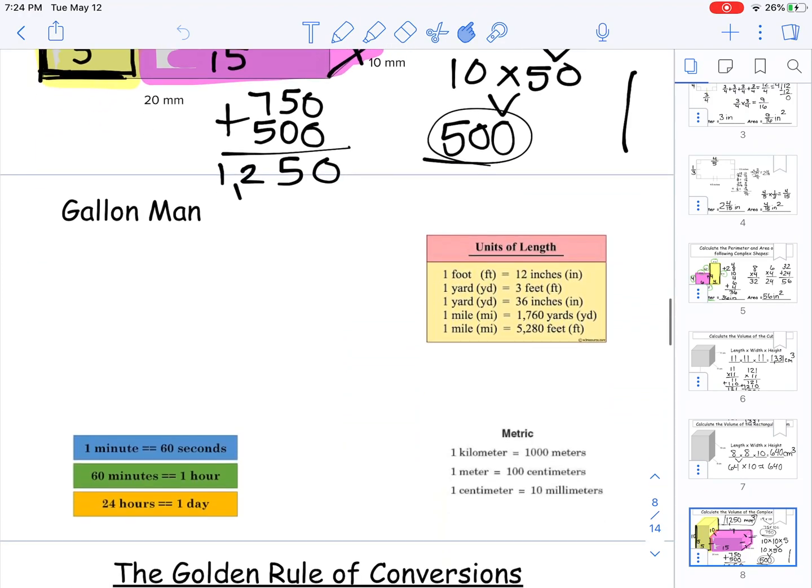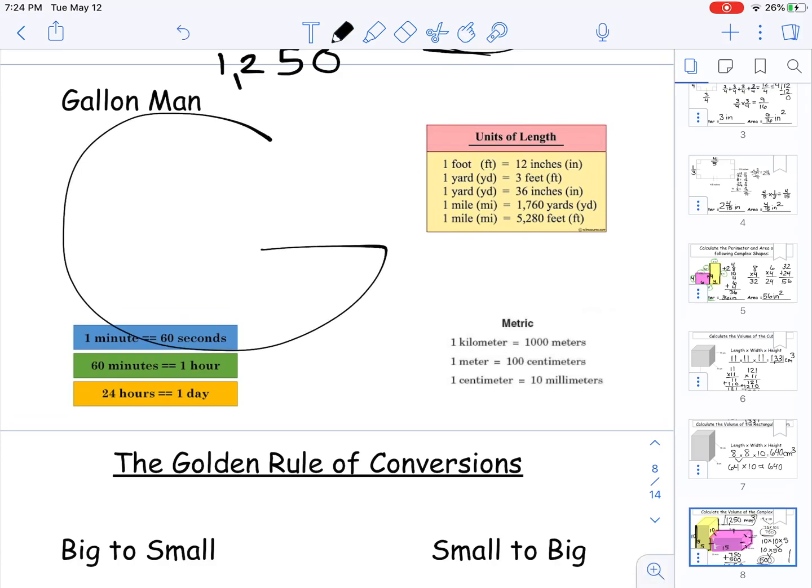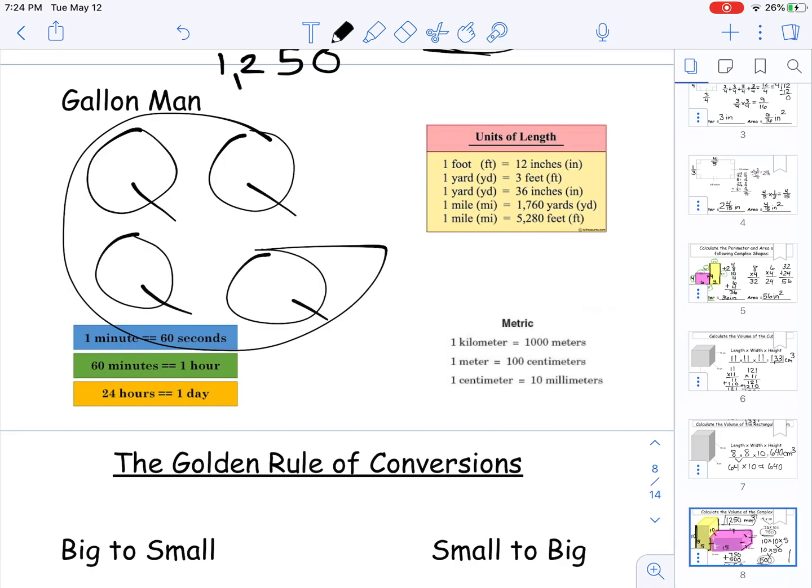Sorry about that. After you do the volume, you're going to do some conversions. So remember, gallon man. Got that big 1 gallon, 4 quarts in a gallon, 2 pints in each quart, and in each pint we have 2 cups. Sorry, tongue twister. Two cups. All right, there we go.